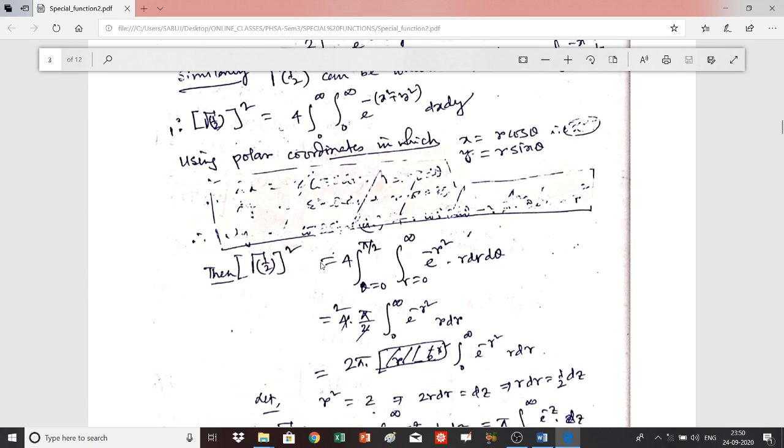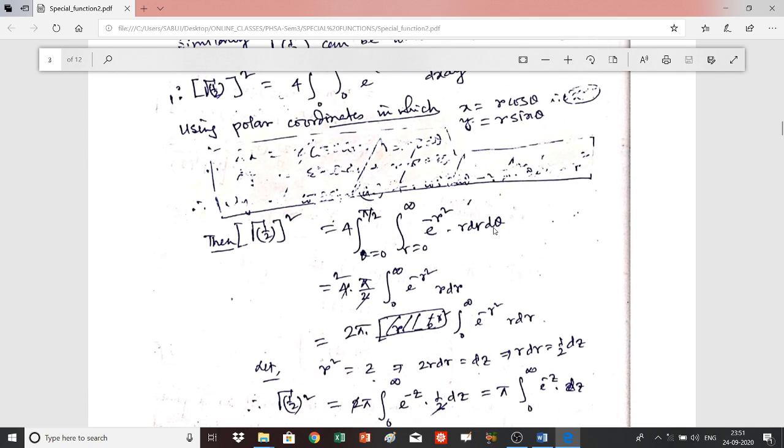So gamma half whole square is equal to 4, and in that case the limit of r is from 0 to infinity, and theta is 0 to pi by 2. So 4 integral theta from 0 to pi by 2, and then r from 0 to infinity e to the minus r square r dr d theta. First just integrate d theta. If you integrate d theta, it will give you theta, and with the limit 0 to pi by 2, that will give you pi by 2. So 4 is there, and the integration of d theta gives pi by 2, and then the rest is integral 0 to infinity e to the minus r square r dr. So from here 2 pi integral 0 to infinity e to the minus r square r dr.